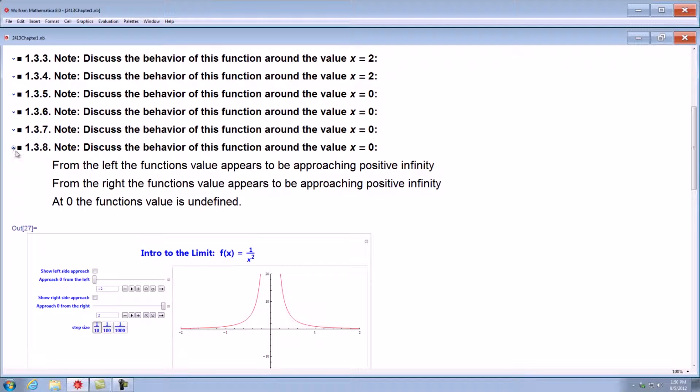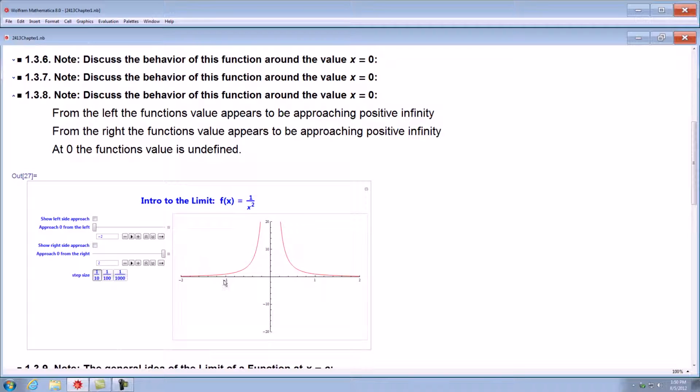Now, this one, 1 over x squared. Let's see if we can do this one. So we're going to approach 0. Of course at 0 it's undefined. As we come in from the left, the function's taking off to infinity. As we come in from the right, it's taking off to infinity also.